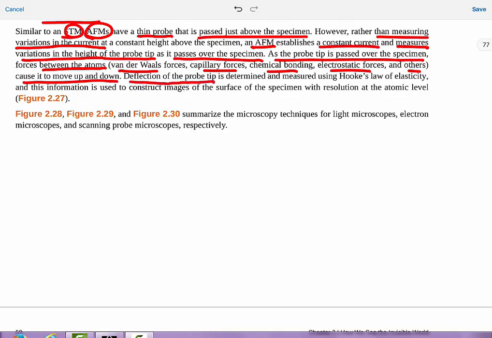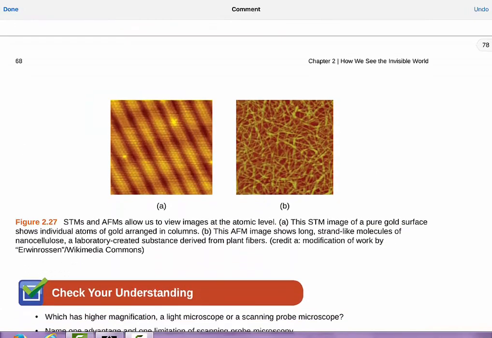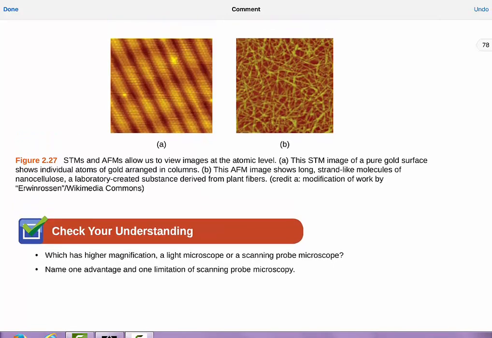Deflection of the probe tip is determined and measured using Hooke's law of elasticity, and this information is used to construct images of the surface of a specimen with resolution at the atomic level. So we're looking again at the atomic level in these cases. So here are images of that. The STMs and AFMs allow us to view images at the atomic level.